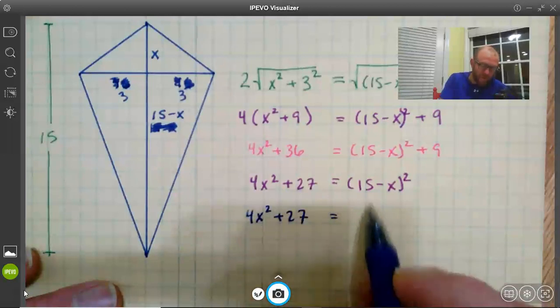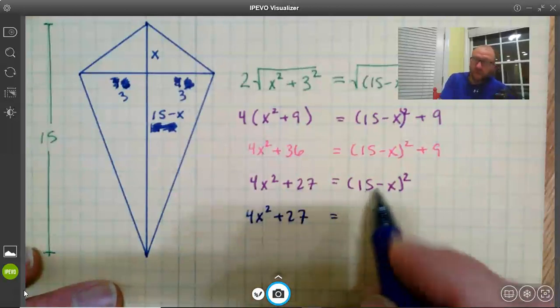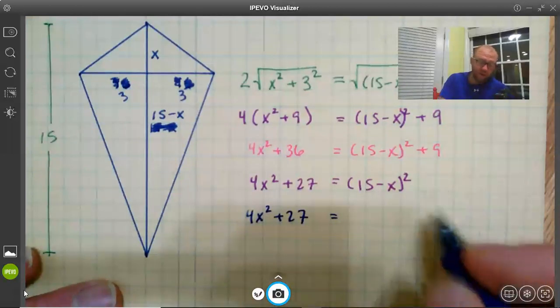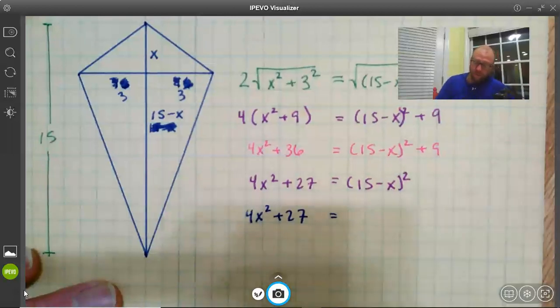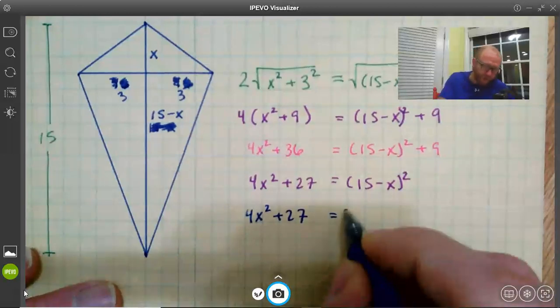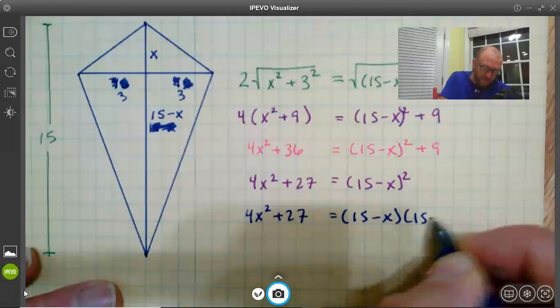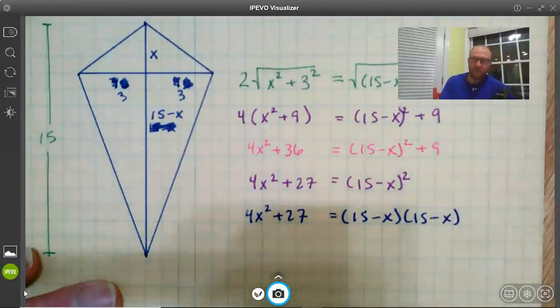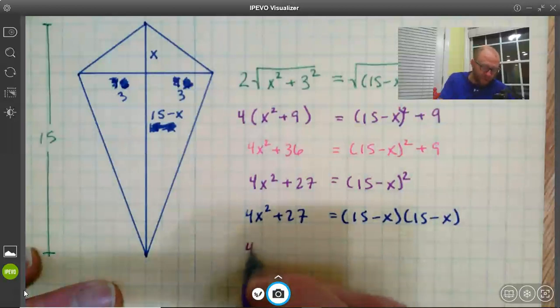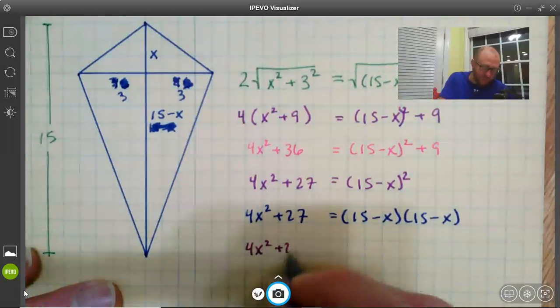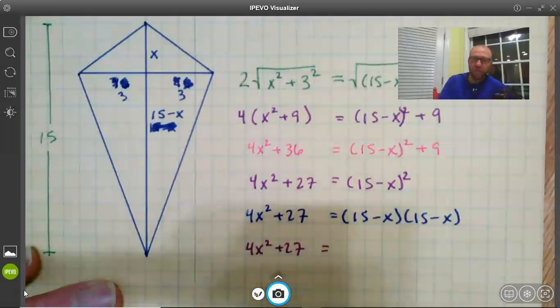The trick here is we're going to FOIL it out, in a sense. In fact, let's write that out. 15 minus x, 15 minus x. So that's what 15 minus x squared means. We're just going to multiply this binomial by itself. I'm not changing anything over here with the 4x squared plus 27.